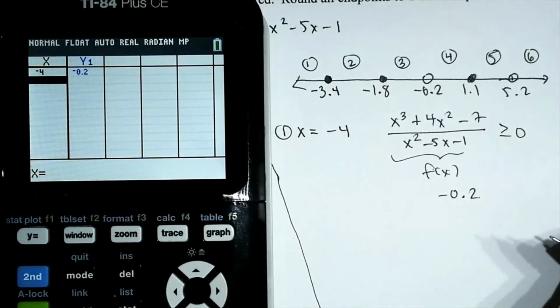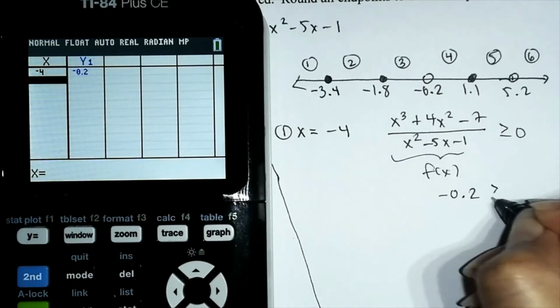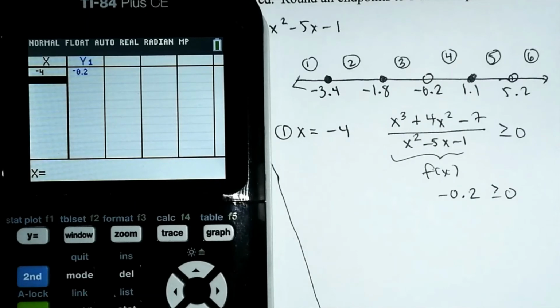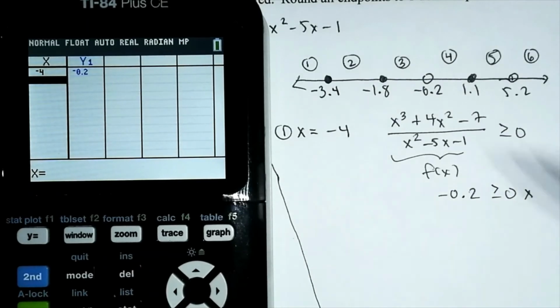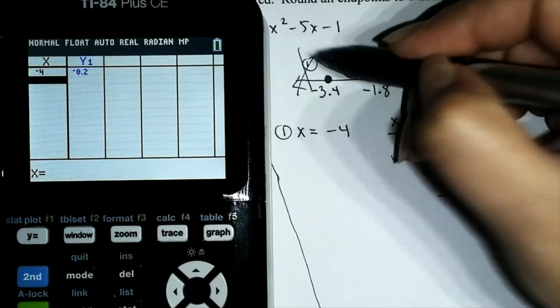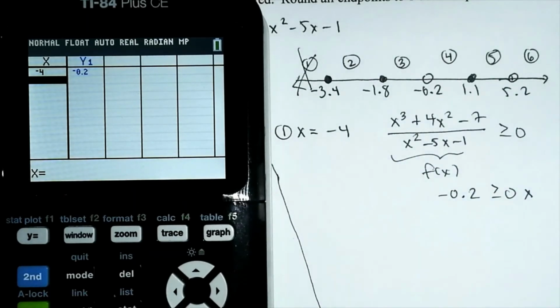Okay, we bring down the rest of the problem. We have is greater than or equal to 0. So my question is this: is -0.2 greater than 0? I know that you know that that's a lie. Okay, -0.2 is not greater than 0. So this interval is out. You don't have to cross it out, but I'm a visual person, so if I cross it out, it kind of highlights that we already tested that interval.